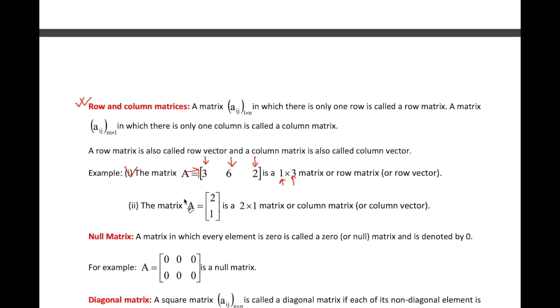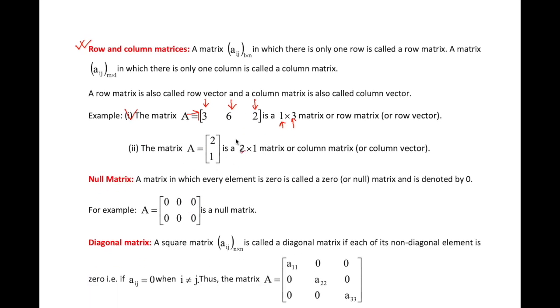And a matrix having a single column is called a column matrix. For example, it has a single column, 1 column, 2 rows. The order of this matrix is 2 by 1, so it is a 2 by 1 matrix or column matrix, or sometimes it is called a column vector. A row matrix is also said to be a row vector.